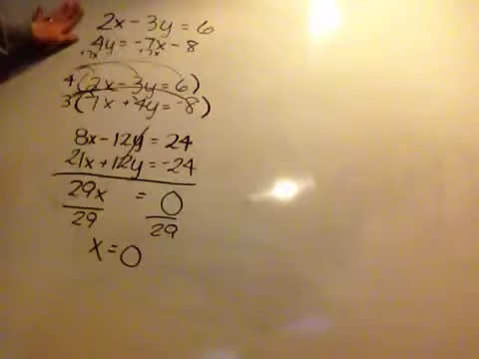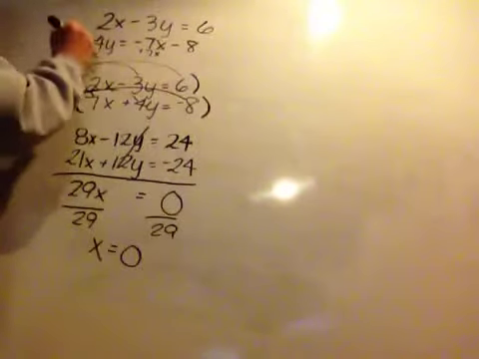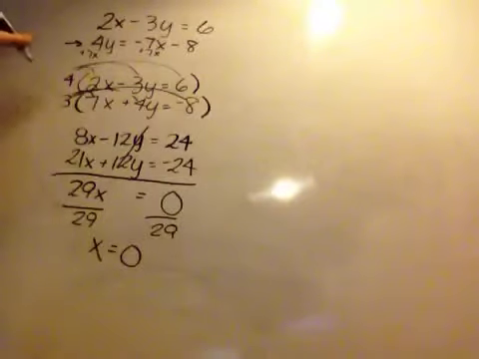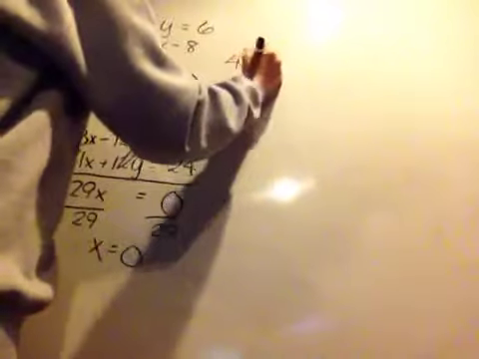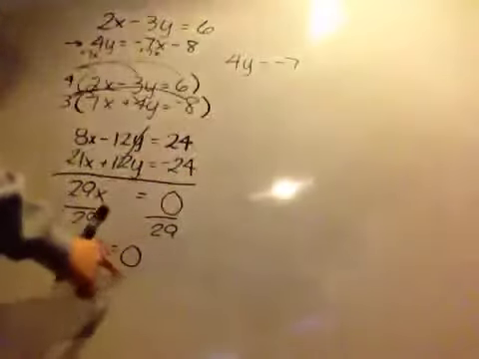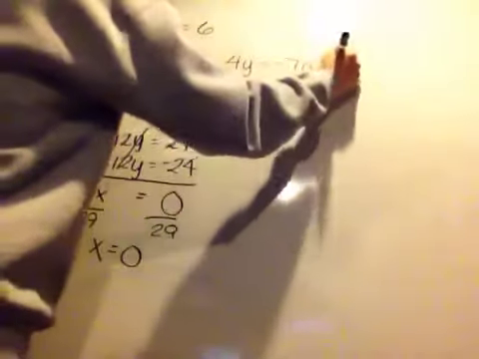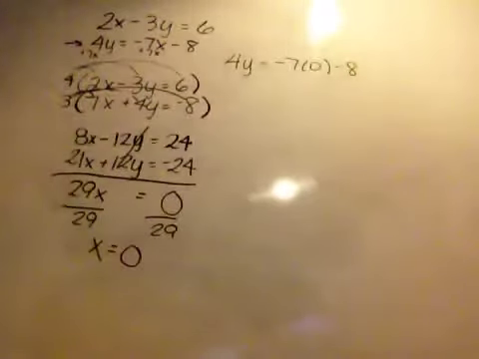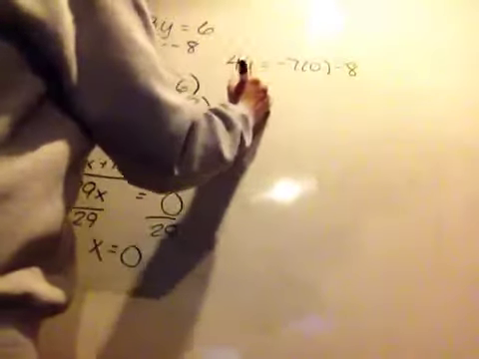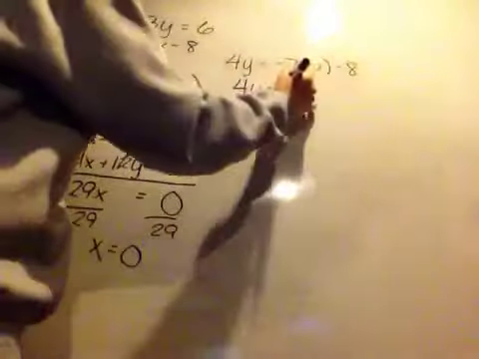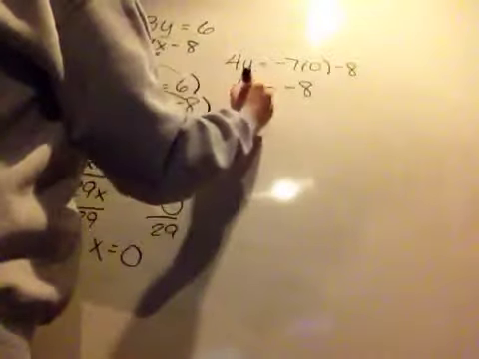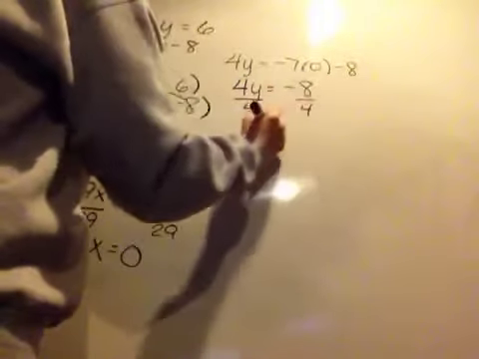So now I can go back into either one of these originals to solve it for y. This one's already kind of solved for y. I just have to divide it. So I'm going to use that one. So 4y equals negative 7, x is 0. So I plugged it in there, and then minus 8. So 4y equals negative 7 times 0 is 0, so it's gone. Negative 8. And then I divide both sides by 4 to solve this for y.